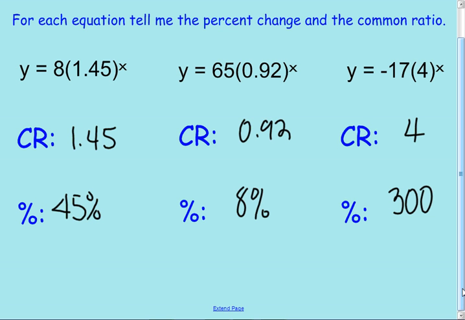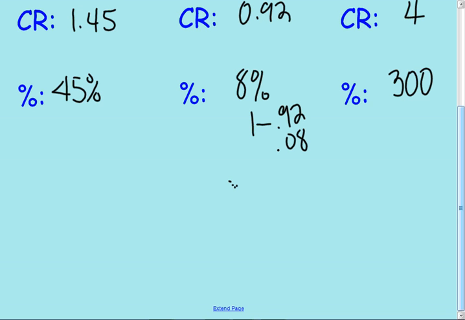How did you get 8 for the second one? Because you take 1 minus 0.92, which gives you 0.08, and then as a percent, it's 8%. And that's the way you can check this. I would like to say it's 3%, but it's not. It's 300%. Forgot the percent sign.